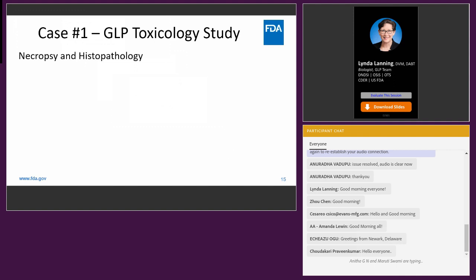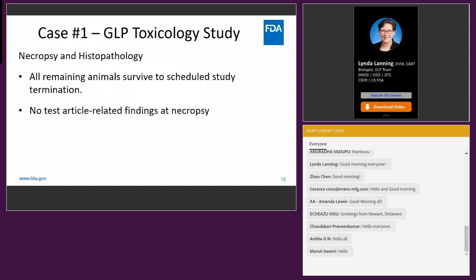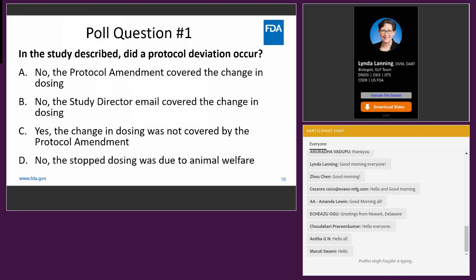All the remaining animals survived to their scheduled study termination, and there were no test article related findings at necropsy. However, in histopathology, it showed evidence of dose-dependent renal epithelial cell damage with CAS in the mid and high-dose groups.